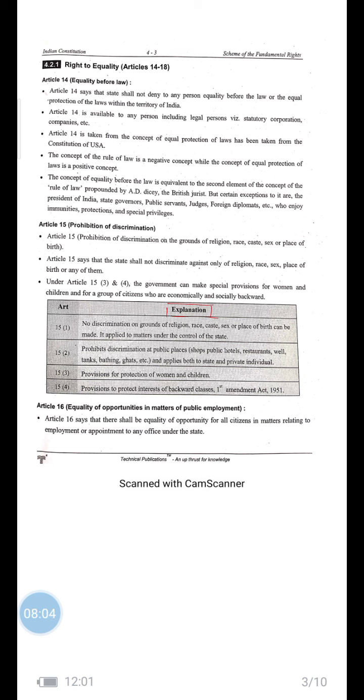Then Article 14 is available to any person, including legal persons, like statutory corporations and companies, which are considered statutory legal persons. So Article 14, the concept of the equal protection of the law, has been taken from the Constitution of the USA.